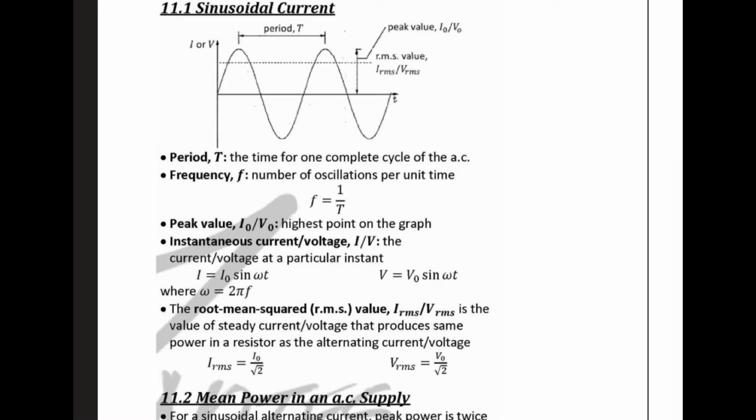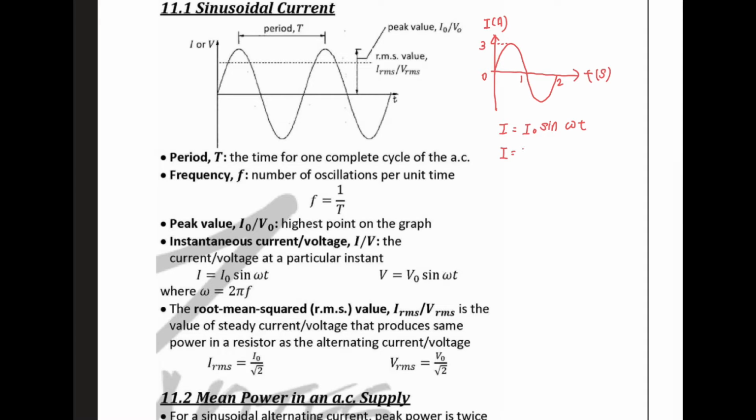Let's say one example. I draw on the screen. Let's say they give you a graph of I versus t, like this. Let's say this is 1 second, 2 seconds, so the time is in seconds. The current is in ampere, and let's say this is 3 ampere. What we can do is use the formula I naught sine omega t.